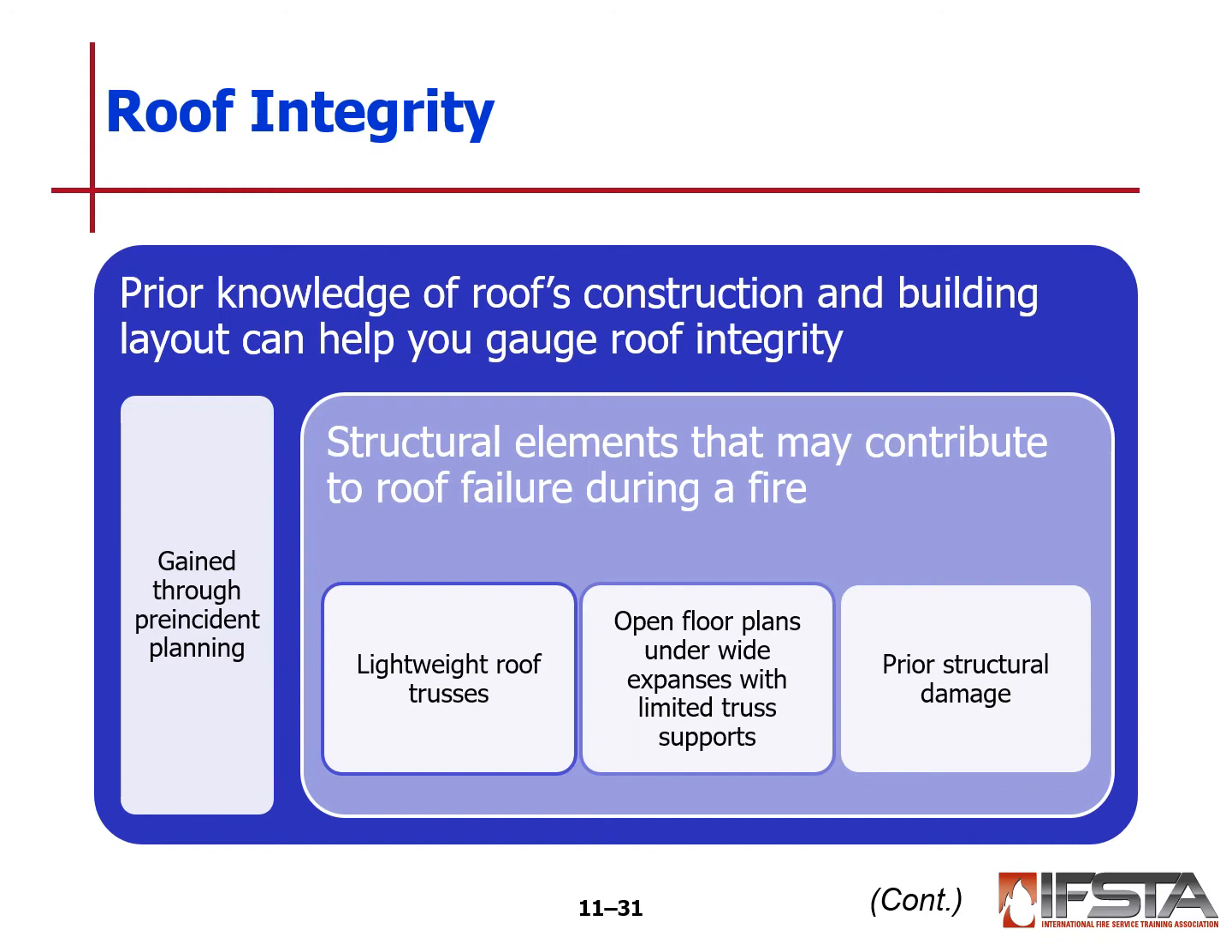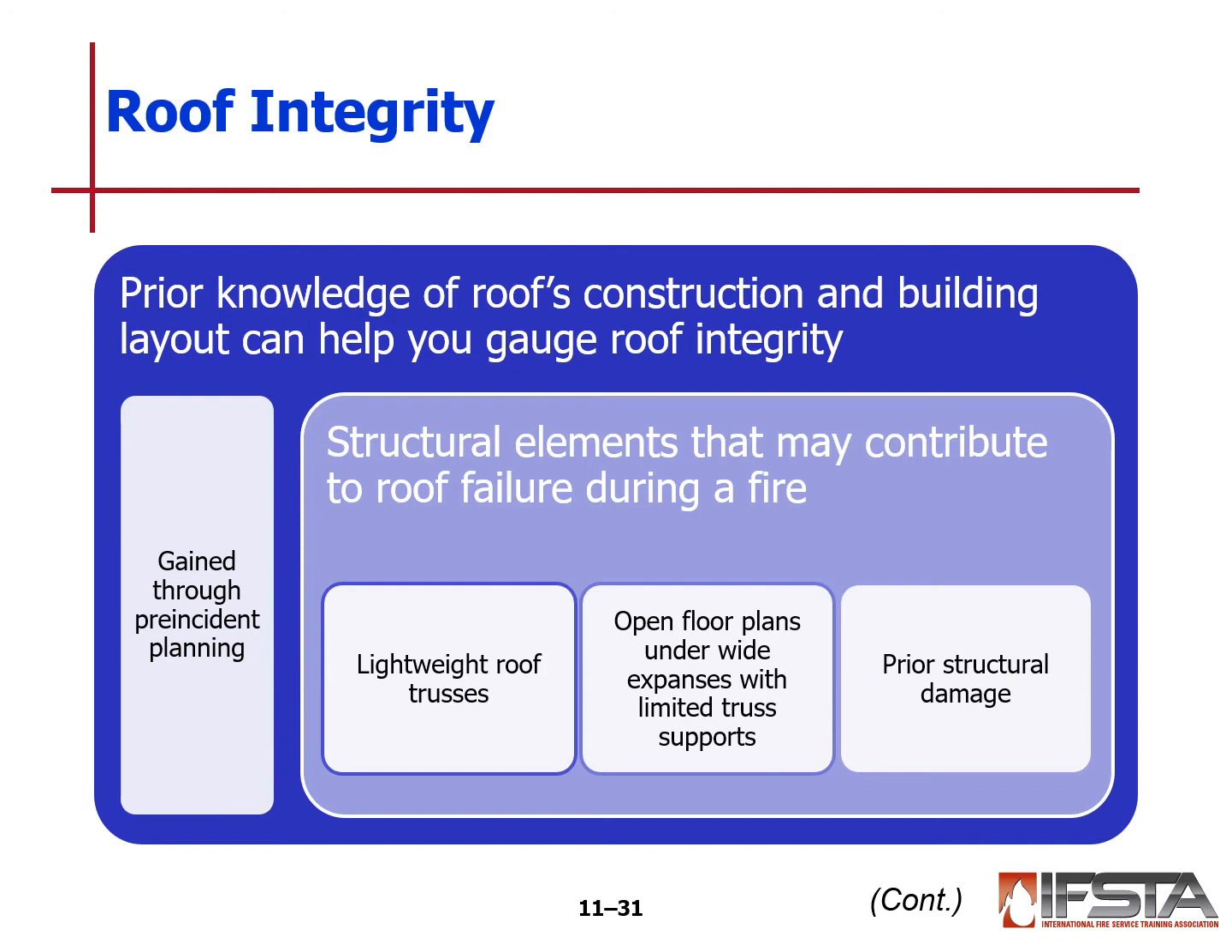Structural elements that may contribute to roof failure during a fire. One is lightweight truss roofs. They're very strong when they're put together with gusset plates and everything is in place, but when you start getting deterioration up against those joints, then you start to weaken it, and it's a domino effect. When you weaken a part of a truss, you begin to weaken the whole truss. When that truss goes, you begin to weaken the system, and it can be a very rapid domino effect as well.